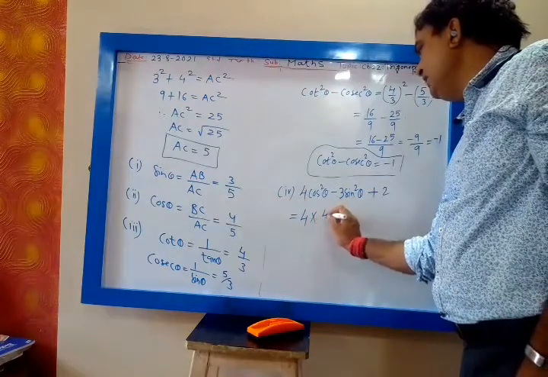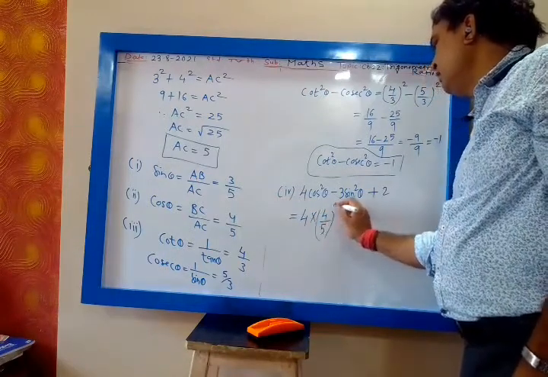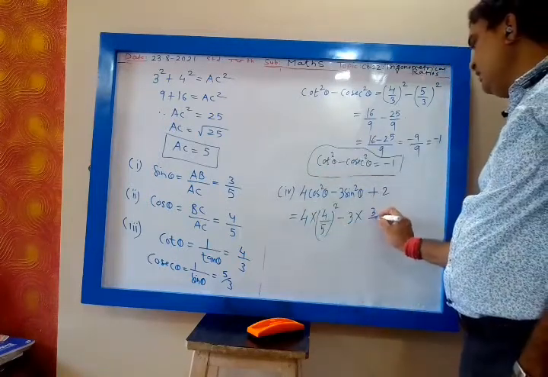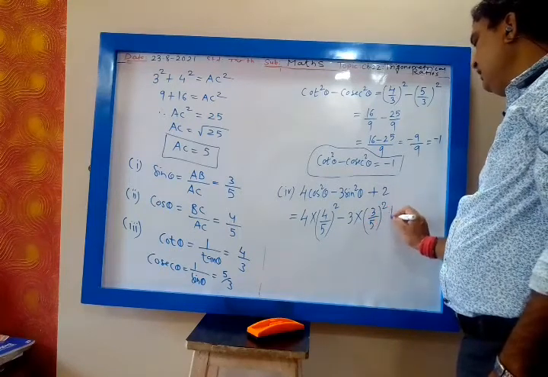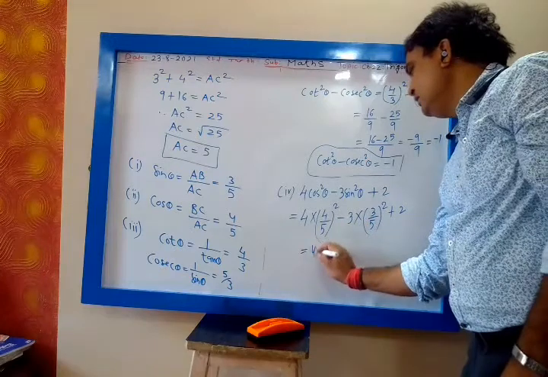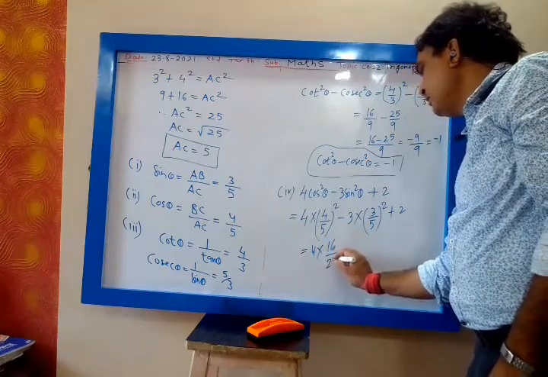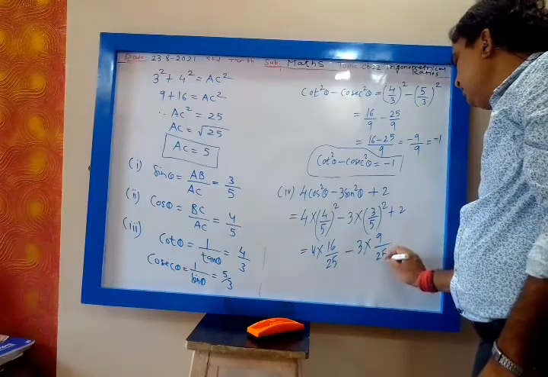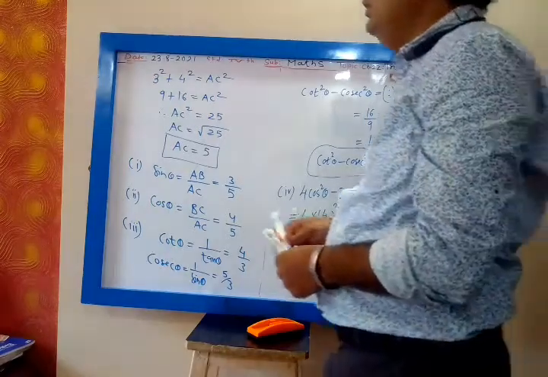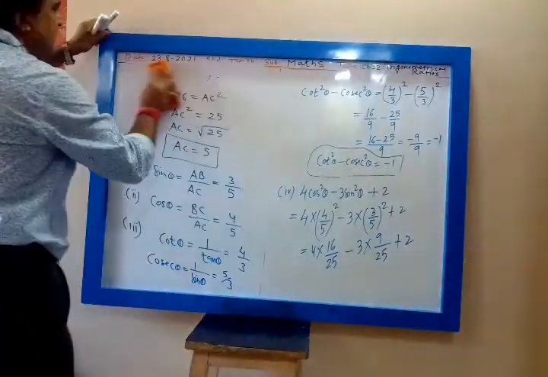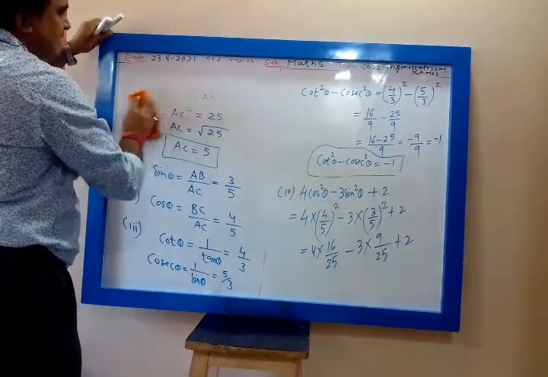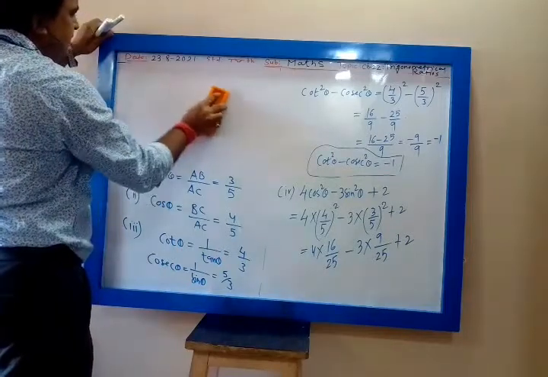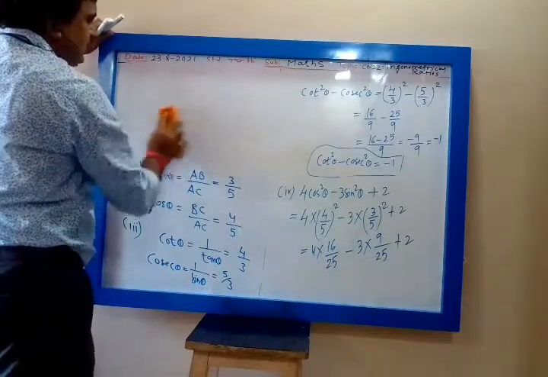So 4 into 4 by 5 square minus 3 into sin theta square, that is 3 by 5 square, plus 2. 4 into 16 by 25 minus 3 into 9 by 25 plus 2. Simplify. 4 into 16 is 64. Don't cancel 4 and 16, because both are in the numerator only.